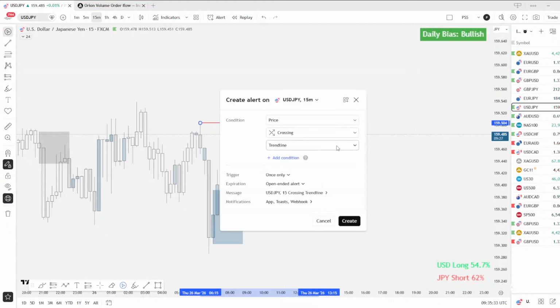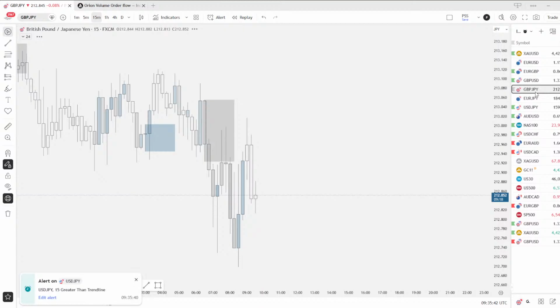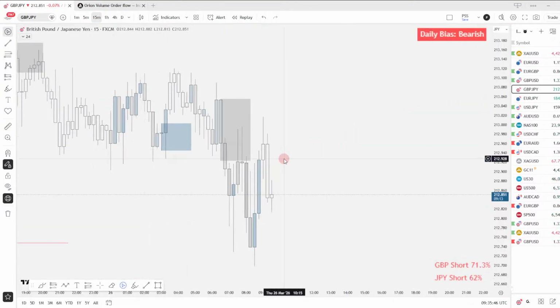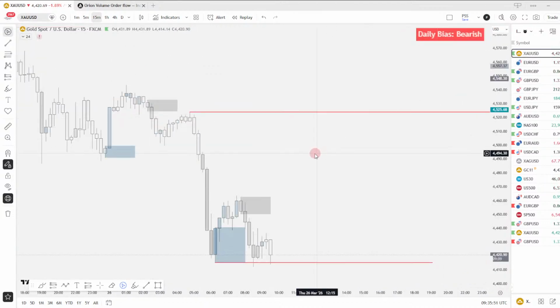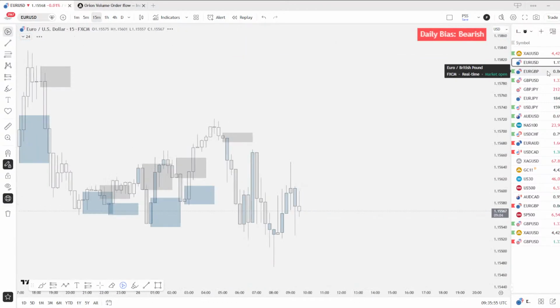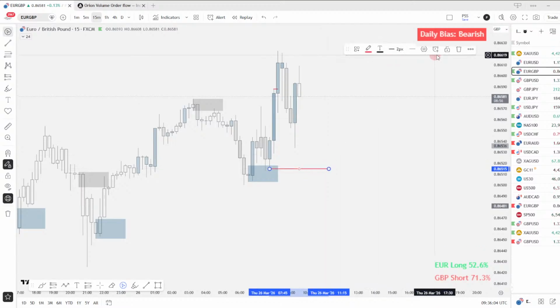Just going to put an alert here. Greater than. No, that's a complete lie. I don't know why it's saying that. There we go. So further downside coming from gold here. Still waiting for a close below this low, so we will set an alert on this.